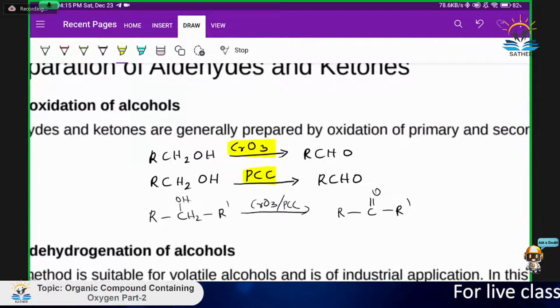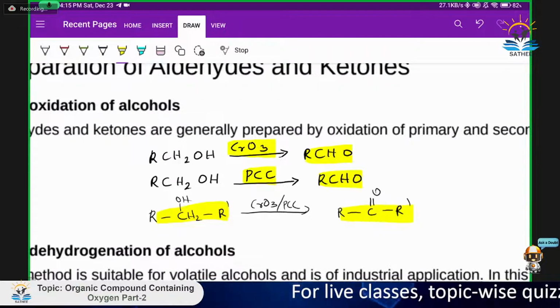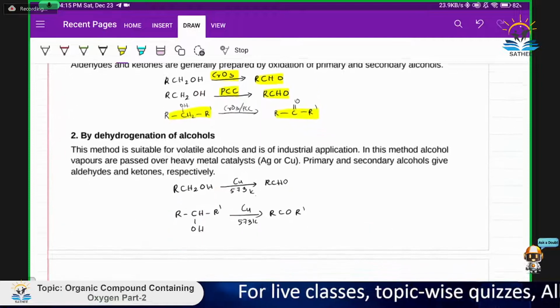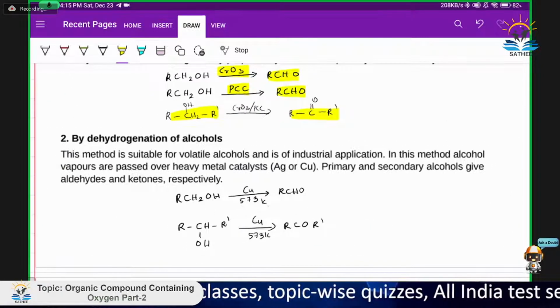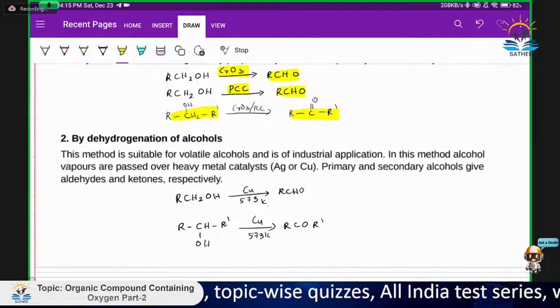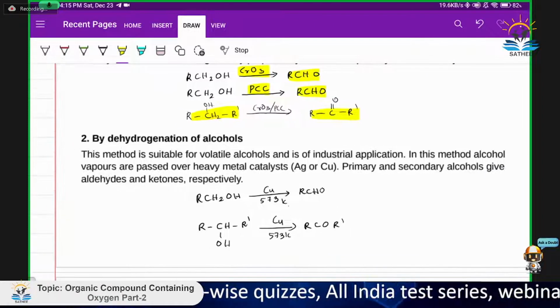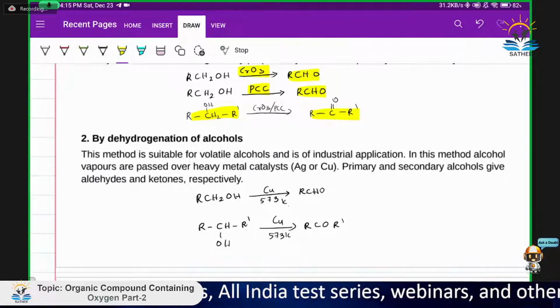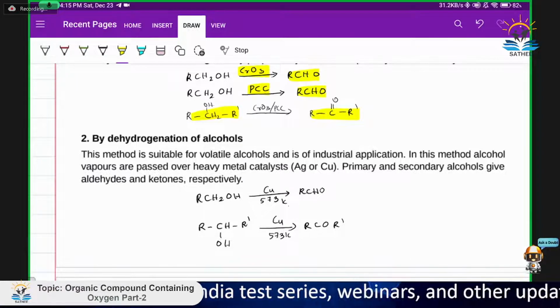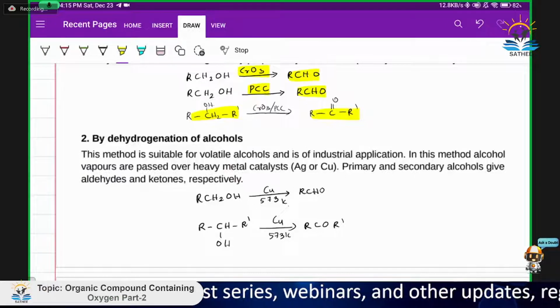So primary alcohols are oxidized to aldehydes, and secondary alcohols are oxidized to corresponding ketones. Second method is by dehydrogenation of alcohols. This method is suitable for volatile alcohols and is of industrial application. In this method, alcohol vapors are passed over heavy metal catalysts. Primary and secondary alcohols give aldehydes and ketones respectively.